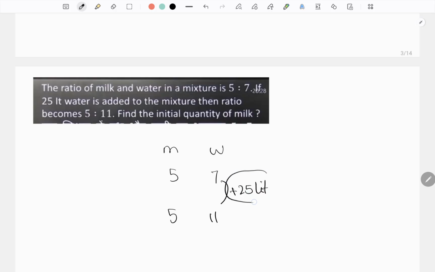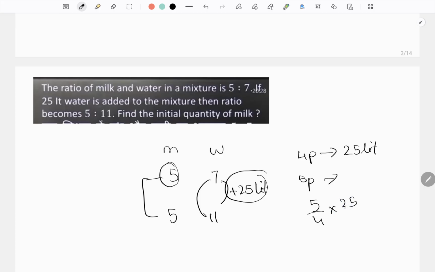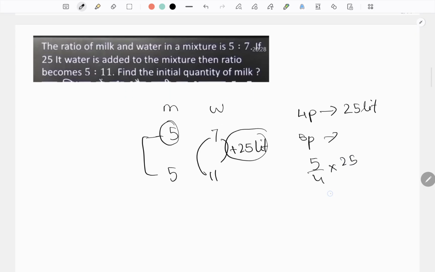Only water is added, so there is a change only in the water. There is no change in the milk. It is an easy question actually. 7 to 11, how many parts? 4 parts. That 4 parts is nothing but 25 liters. They are asking the initial quantity of milk, which is 5 parts. 4 parts is 25, so 5 parts will be 5 by 4 into 25, which is 125 by 4.